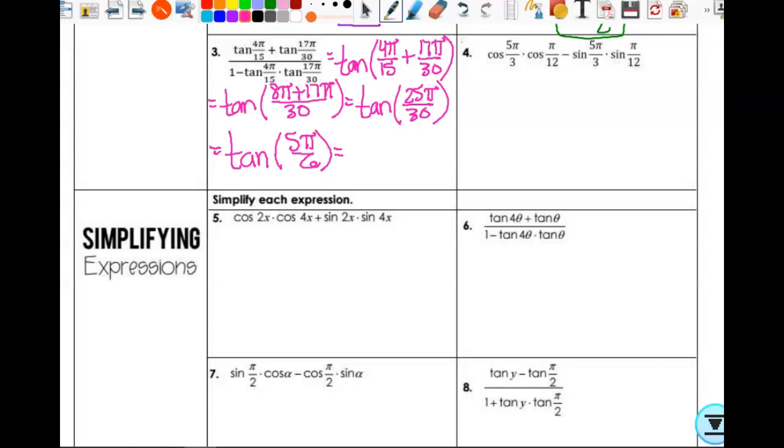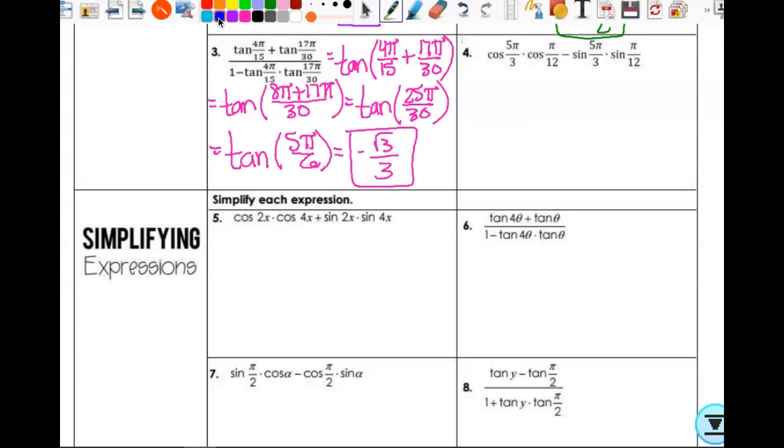Okay, what's the tangent of pi sixths? Square root of 3 over 3. What quadrant is 5 pi over 6 then? Second, and the tangent there is what? Negative. Good. So this is negative square root of 3 over 3. Very good. Any questions at this point?